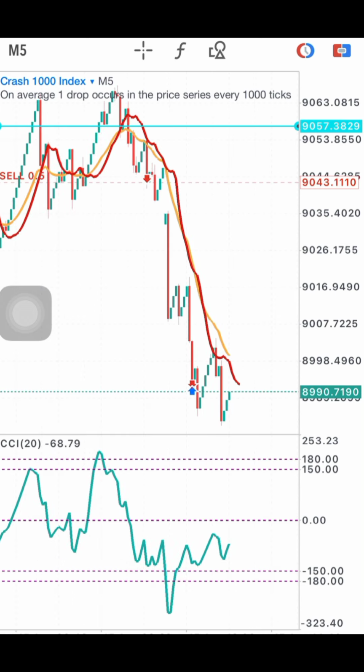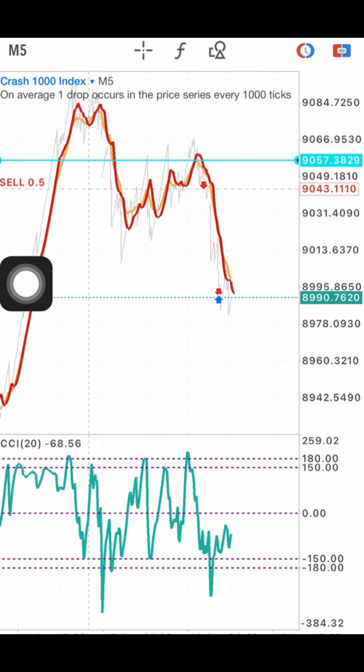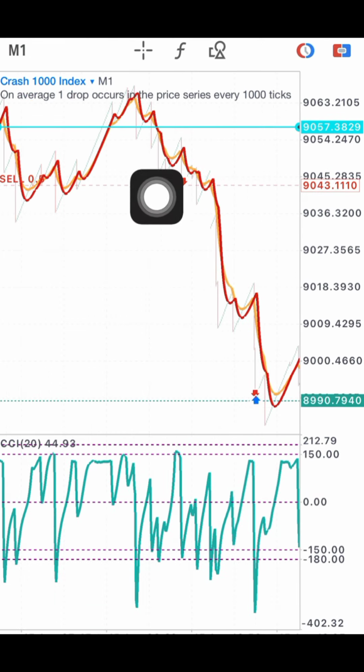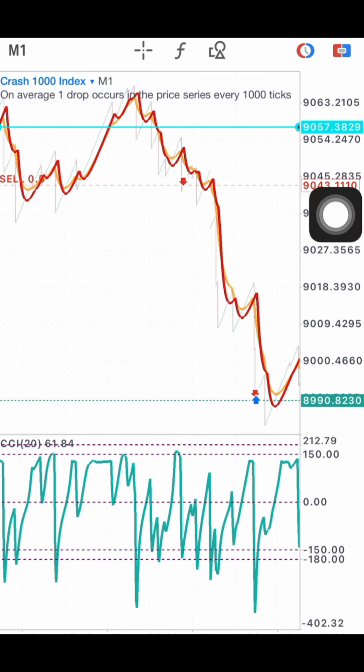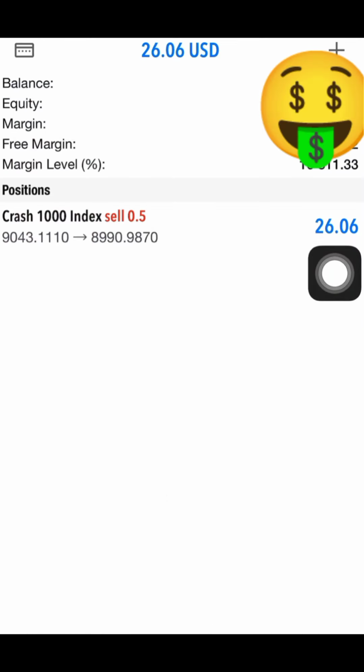You see, I use my 5-minute chart to get my confirmation entry here. If you also check my 1-minute chart, I still get the same confirmation here. So the 1-minute chart confirms the entry, and the 5-minute chart also confirms the entry here, and that's why the market ran down. You see the profit running.